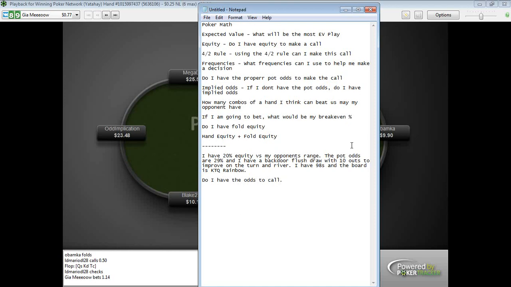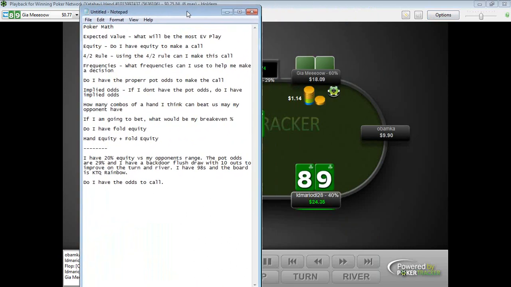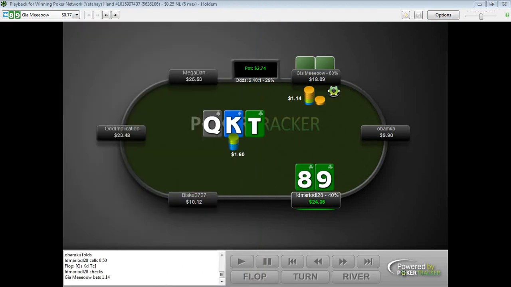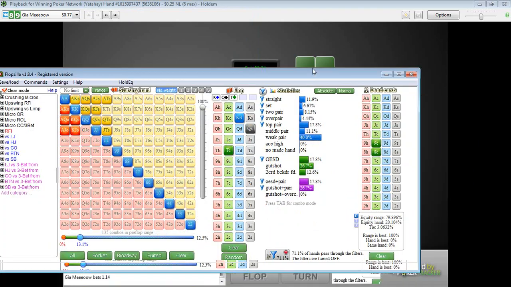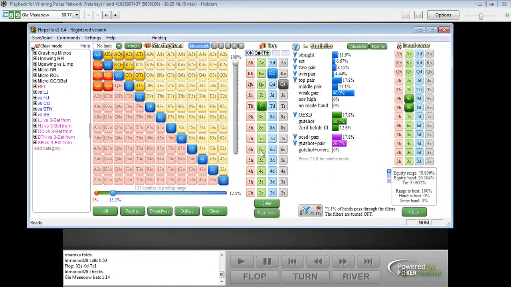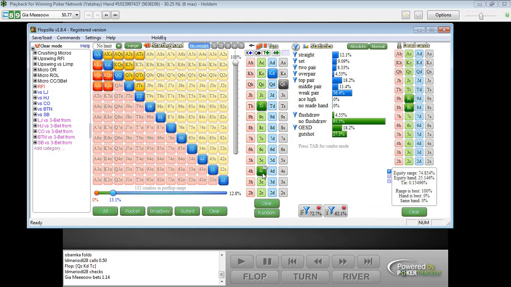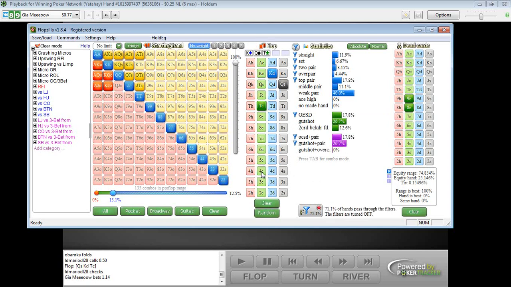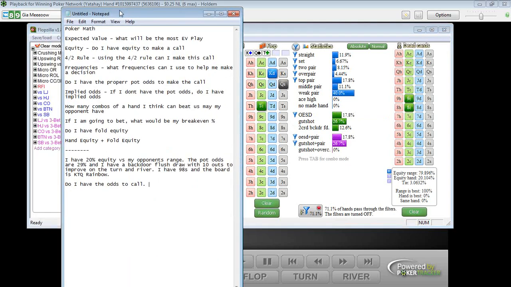So I think my thought process here is I probably don't have the odds to call. I think I don't have the odds still to call here because the only way I can improve my hand is with clubs. So let's just say, I just want to use an unconnected card, let's just say the six of clubs came out. I would still only have 25% equity. So I think the answer to the question is no. But I'm going to ask the question anyway. I think it's a good question.